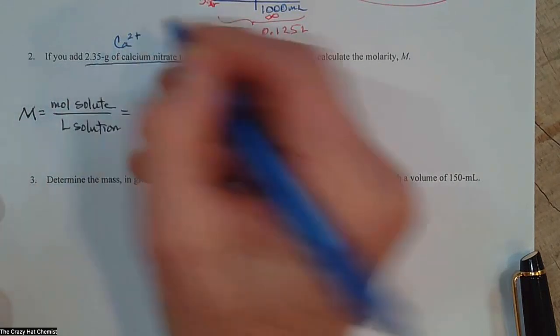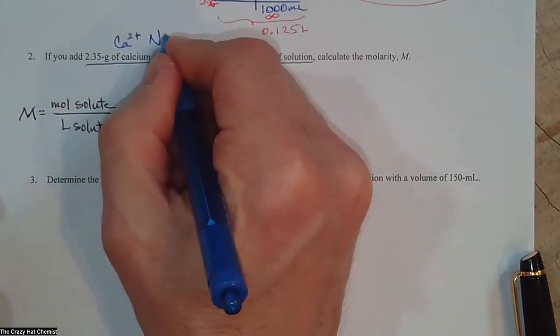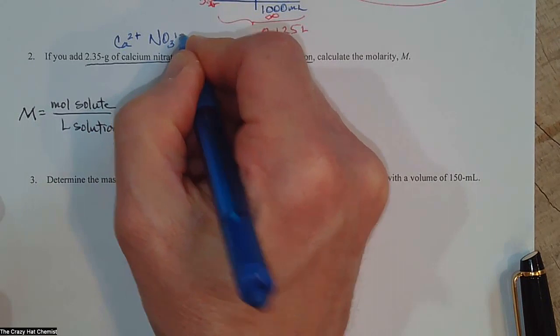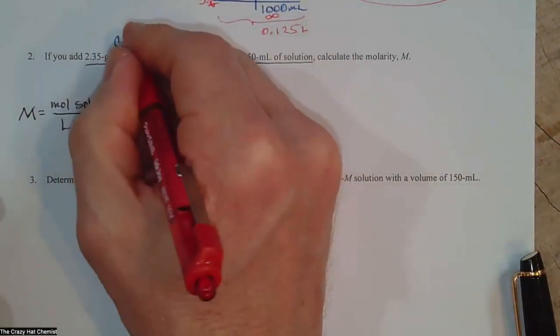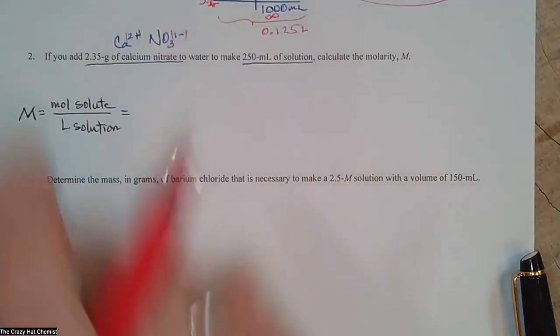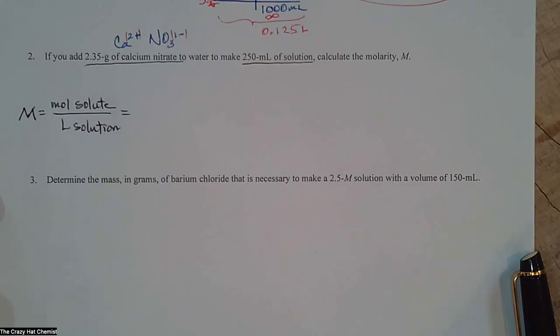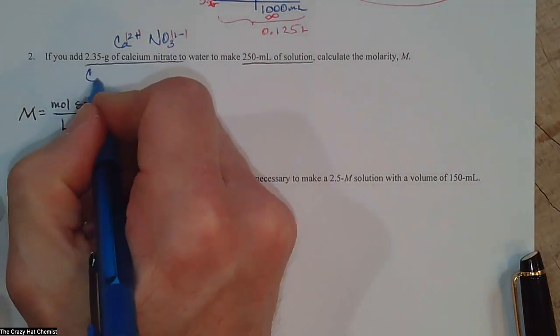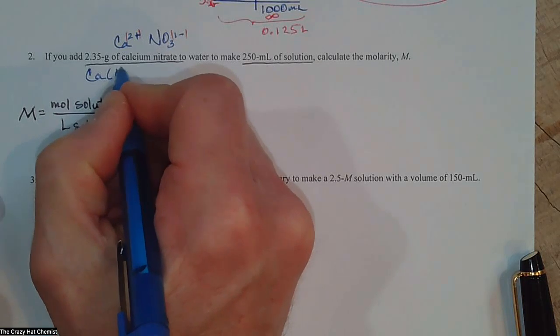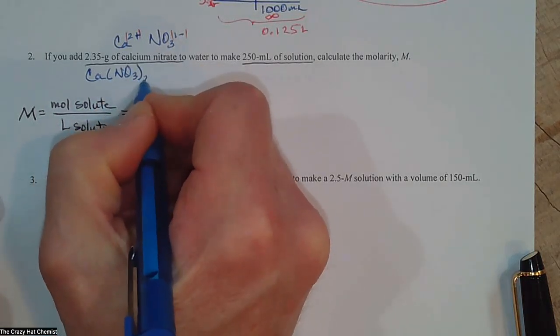That's a 2+ charge, and nitrate is a polyatomic ion. You just have to memorize that. That's NO3 minus 1. You're going to take the absolute value of these two numbers, flip them and bring them down, and then you will get the proper formula for calcium nitrate: Ca(NO3)2.